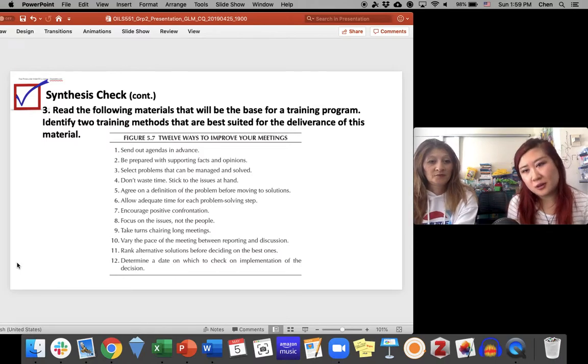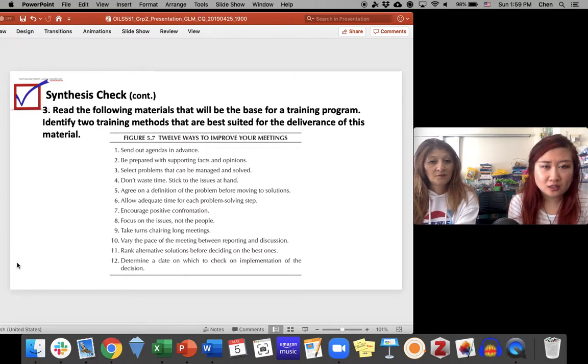So the third one is another case study. It's a simpler case study, and we just want you to go through the process on your own. Essentially, the materials that we present here, it's a very simple list of the ways that you can improve meetings, and this is just one example. How would you deliver this material to your employees or your students? What would be the best way? Because simply presenting a list is very dry.